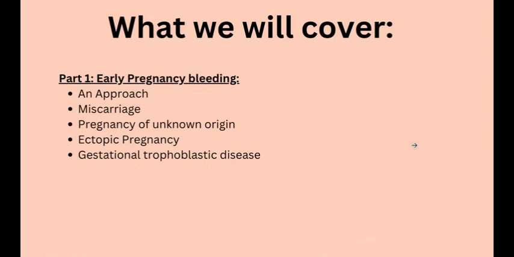So just before we get started, I'll quickly outline what we're going to cover. This presentation is not going to cover the entire matrix. However, I wanted to cover some of the areas which I felt were confusing last year, and I've added some practice questions as well based on the prompt guidelines to help consolidate some of this information. So the first part of this presentation, we'll be talking a bit about early pregnancy bleeding, an approach. We'll talk a bit about miscarriage, pregnancy of unknown origin, ectopic pregnancies, and gestational trophoblastic disease.